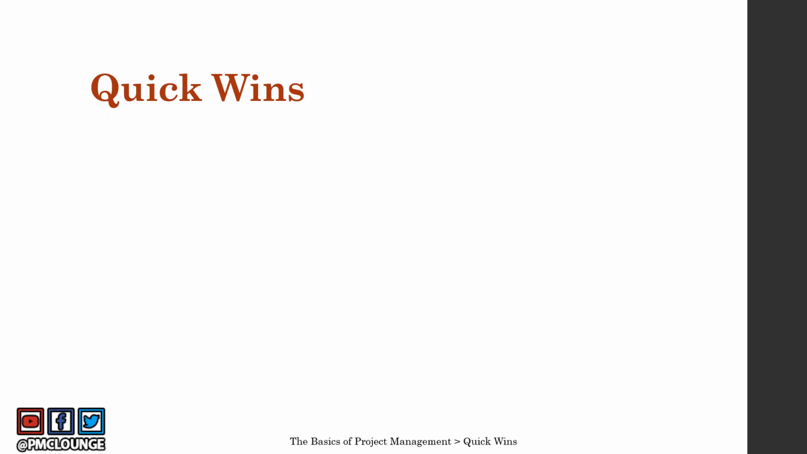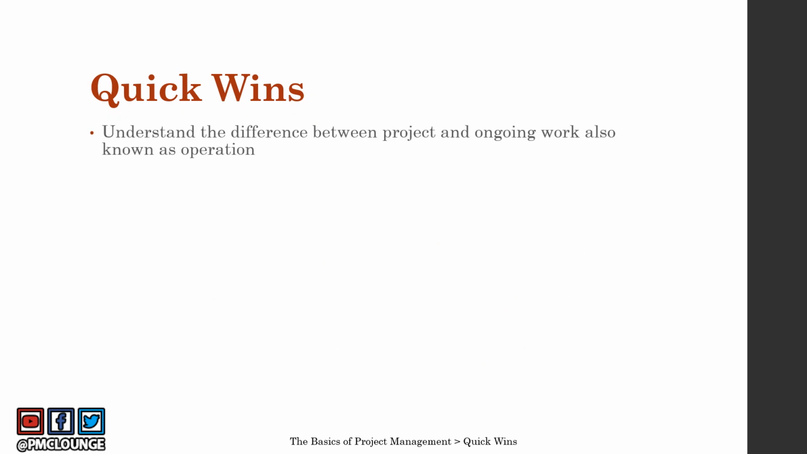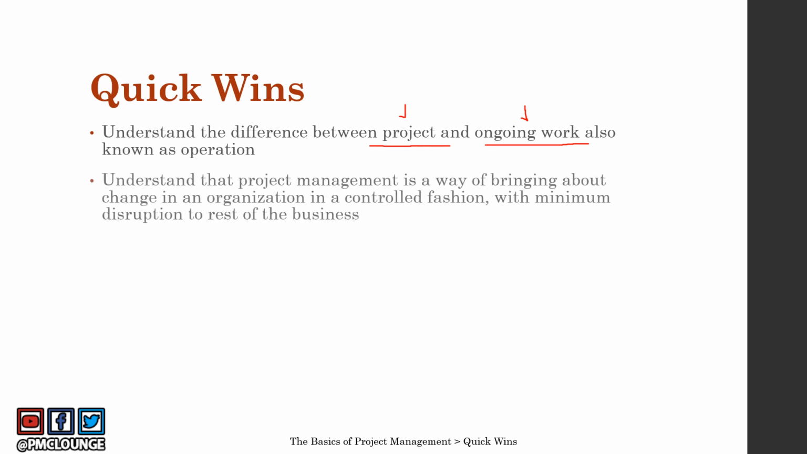Okay, so let's look at some of the quick wins from this chapter. You need to understand the difference between project and ongoing work, which is also known as operation. So if you're working on something that has a specific goal, a specific start and end date, you're working on a project. If you're working on something which does not have any end date, which does not have any goal that you can think of, it is possible that you are working on operations and not on projects.